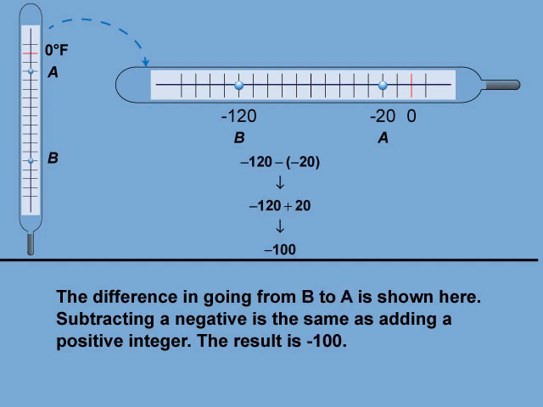The difference in going from B to A is shown here. Subtracting a negative is the same as adding a positive integer. The result is negative 100. Note that the difference in going from A to B is positive, while the difference in going from B to A is negative. Let's look at another example.